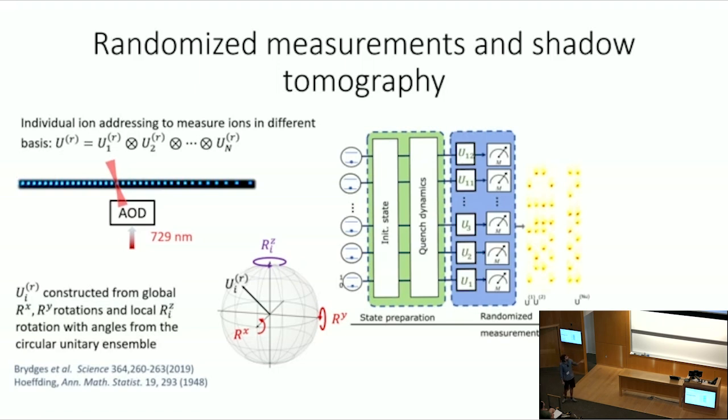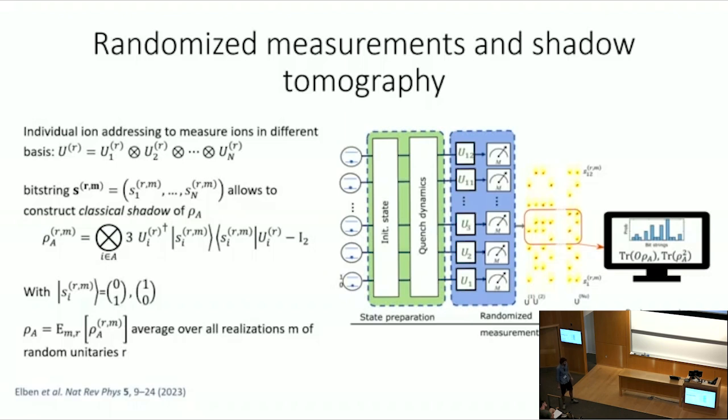And for the protocol you see on the side, we first prepare some initial state, perform these random unitary operations, and measure in the measurement basis, in our case the Z basis, and collect bit strings which say if the qubit is in the up or the down state for each individual unitary operator. With these bit strings, we can do shadow tomography. We collect all these bit strings and construct for each bit string the classical shadow of the reduced density matrix. So we map it back to the unitary rotation we performed for each individual subset and each individual unitary operator. This classical shadow allows us to estimate higher polynomials of the reduced density matrix, or even entanglement asymmetry or Renyi entropy.